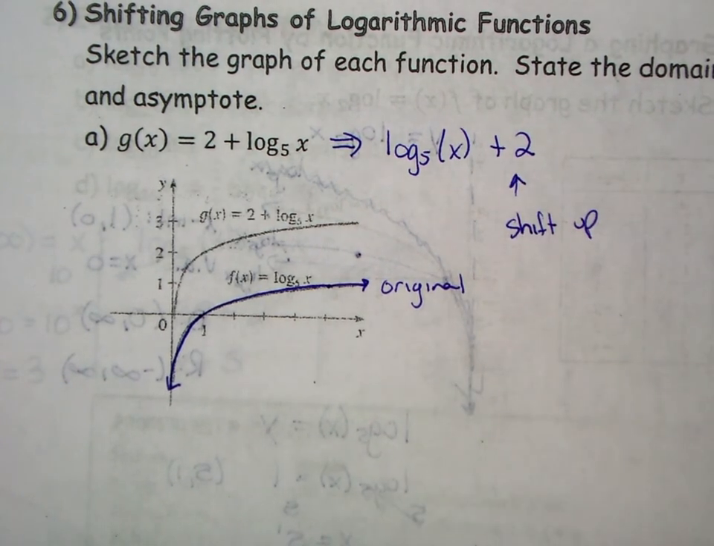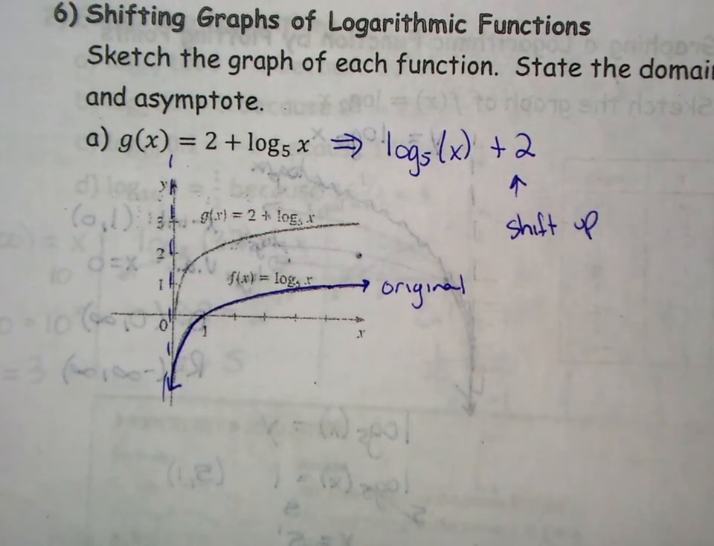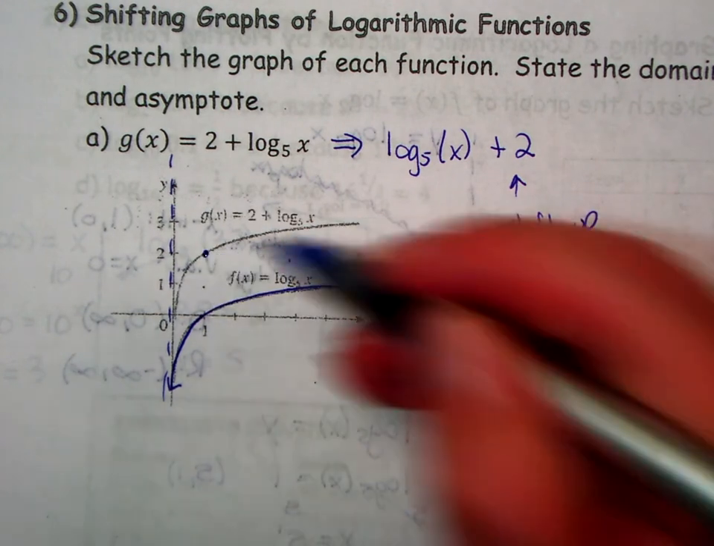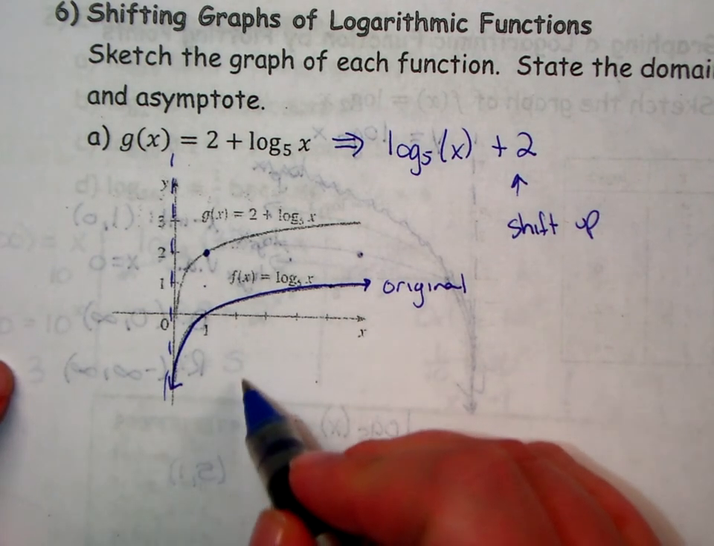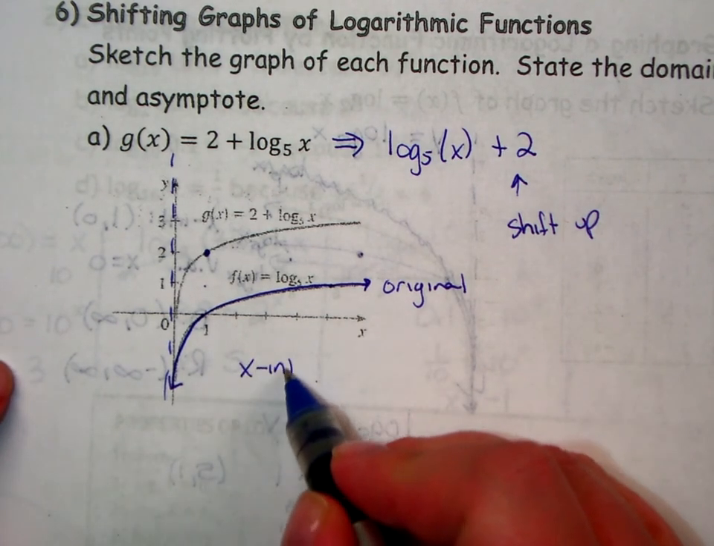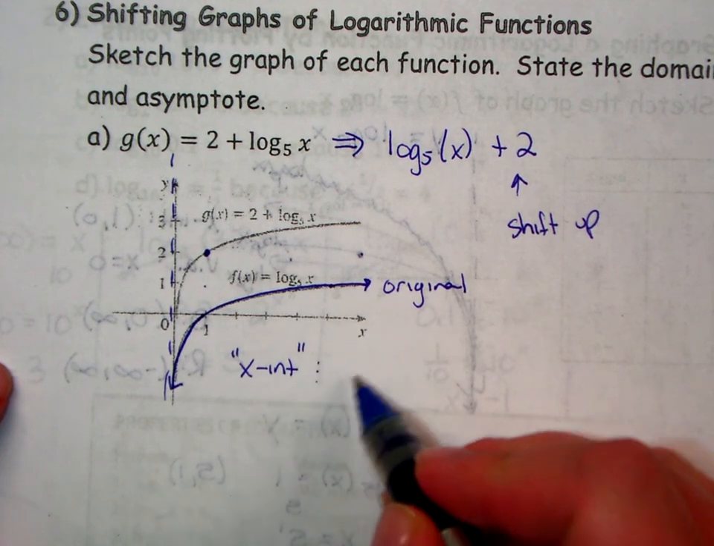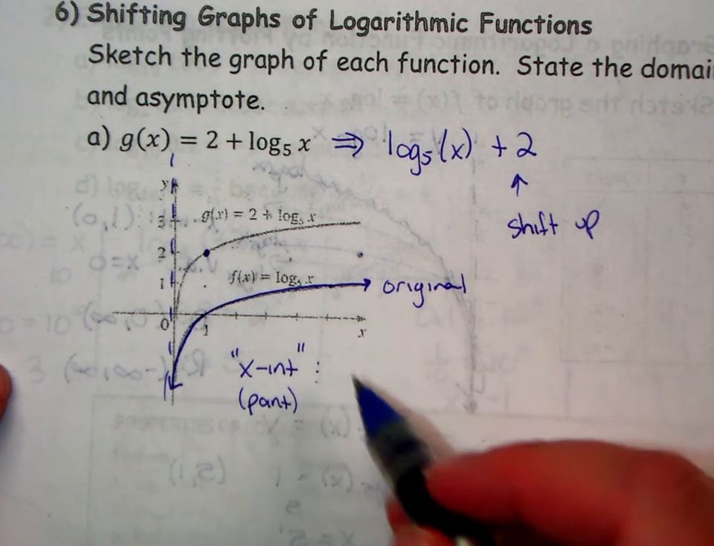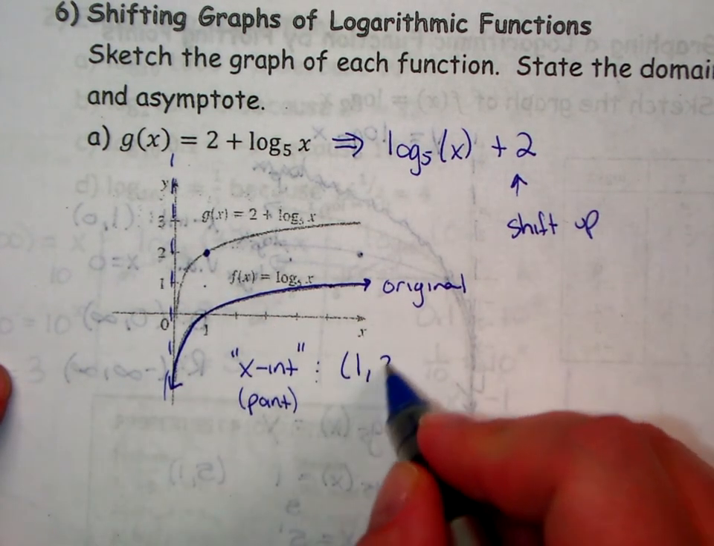Okay, and when we shift a graph up, this point that was at 1 is going to go up 2 units. And so now we have a point at 1, 2. Right? So I'm going to call it the x-intercept because that's where the point moves. Sometimes I just call it the generic point. Right? So where is the point? It started at 1, 0. It got shifted up 2, and so now it's at 1, 2.